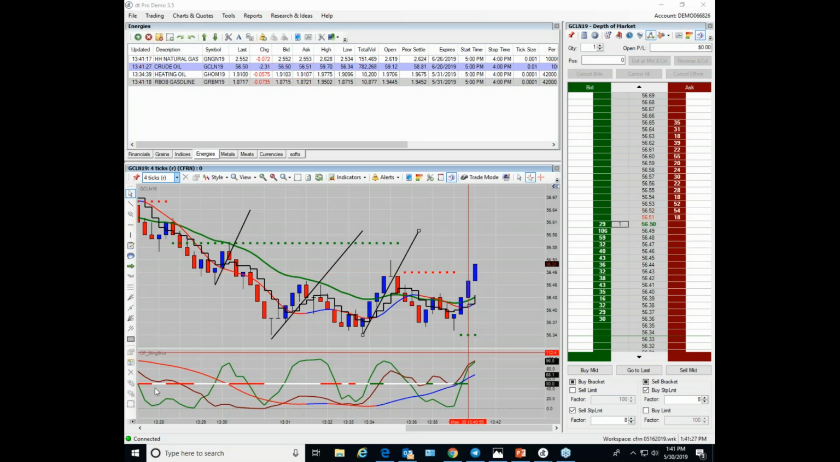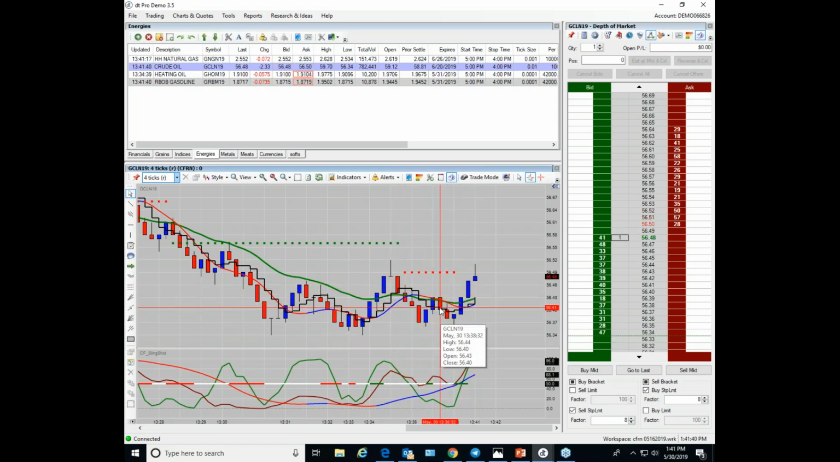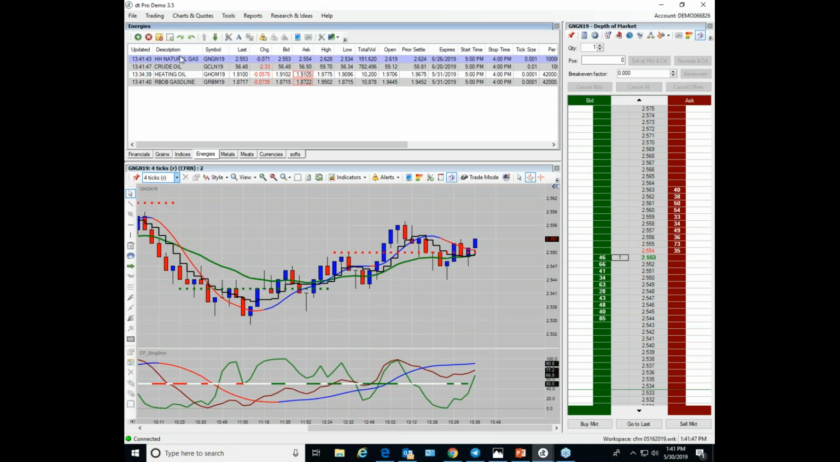Easy and obvious, right? All right, we're going to clear the trend lines. How do we do that? Select all, hit the black X. Notice crude is screwing around. If you didn't take any action, especially here, you're getting grief. Okay? All right. Natural gas.